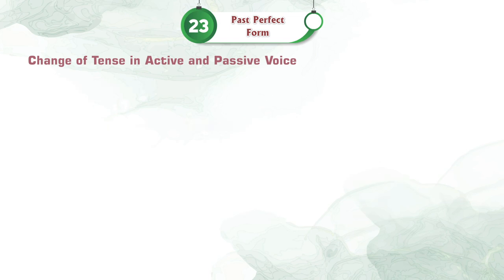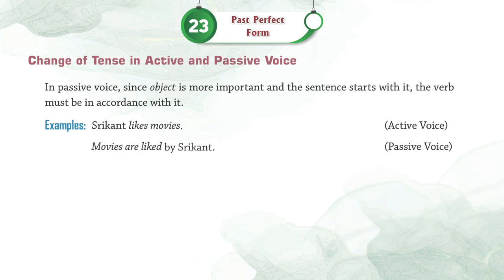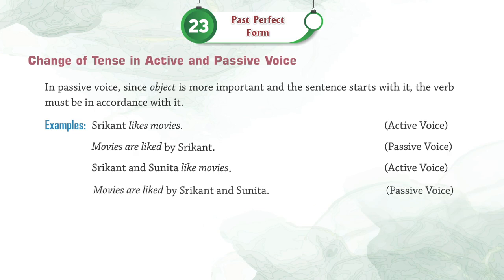In passive voice, since the object is more important and the sentence starts with it, the verb must be in accordance with it. Examples: Active voice: Shrikant likes movies. Passive voice: Movies are liked by Shrikant. Active voice: Shrikant and Sunita like movies. Passive voice: Movies are liked by Shrikant and Sunita.